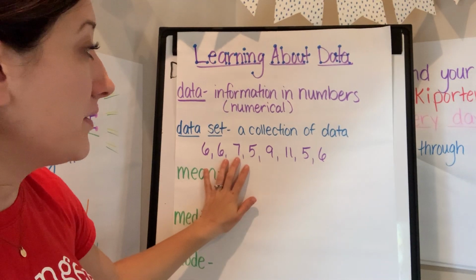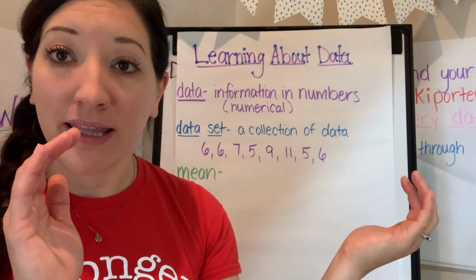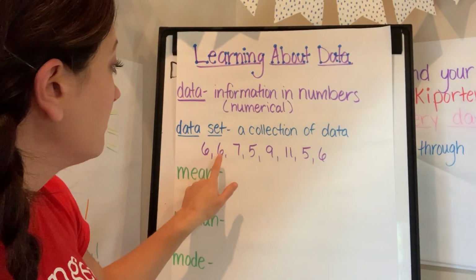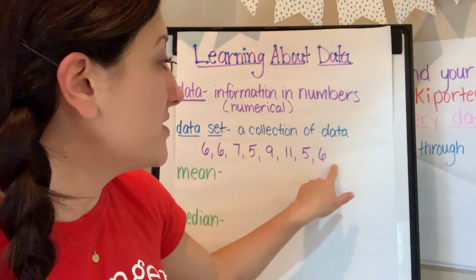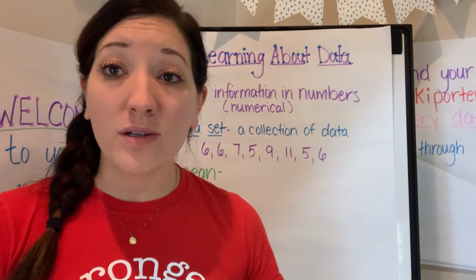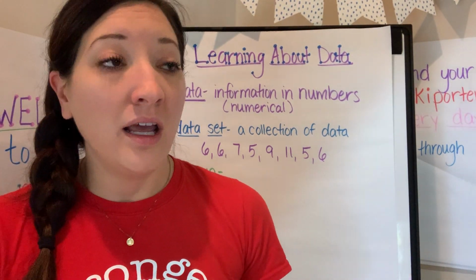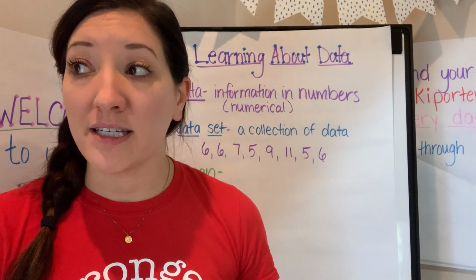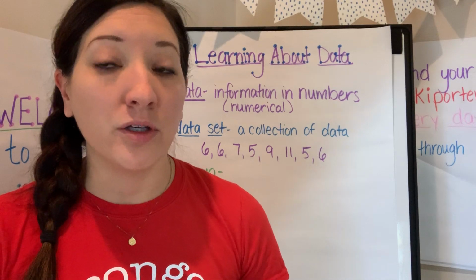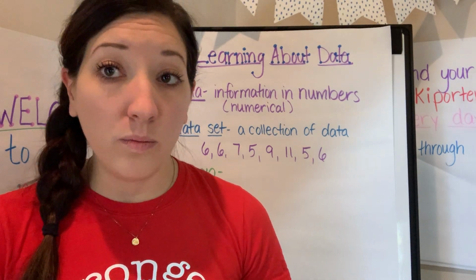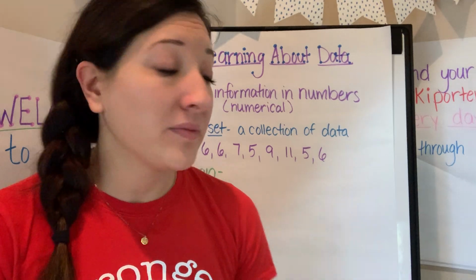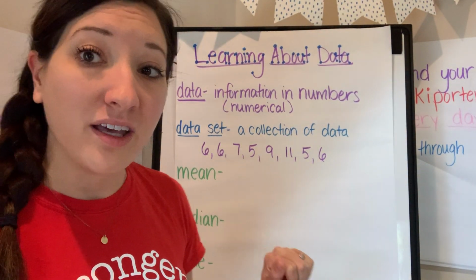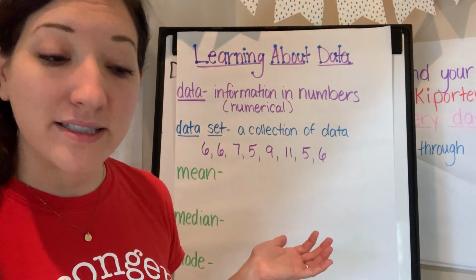So here's a bunch of data down here. When you have a collection of data like that, all put together, that is called a data set. So we've got 6, 6, 7, 5, 9, 11, 5, 6. They're not in order. They're just all scrambled up because we've just collected some information. If you sent out an email to everybody today and said, everybody send me your shoe size, you might get a whole bunch of numerical information back. That would be your data. It wouldn't all be in order. It would kind of be scrambled up. That's okay. That's just called a data set.